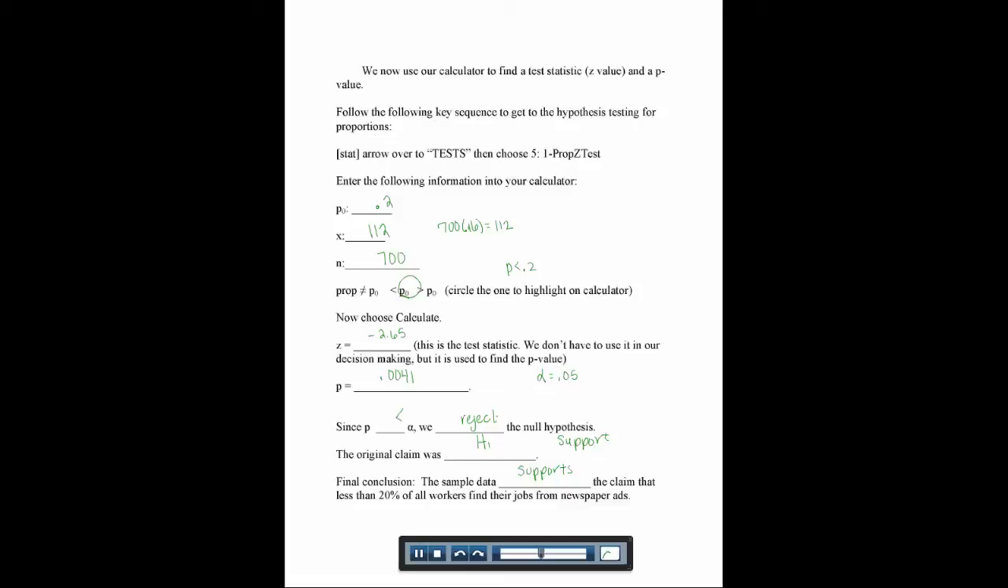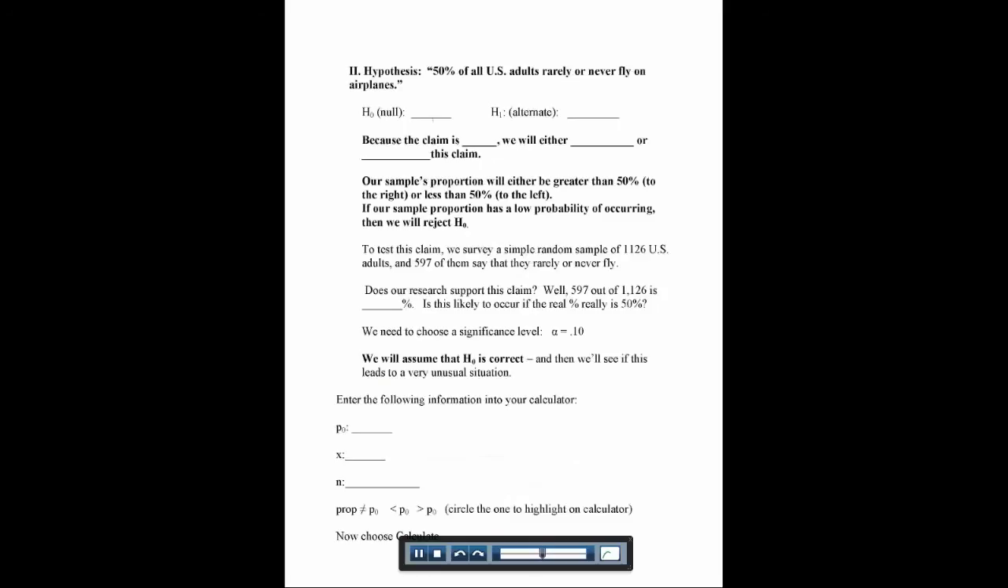Okay, our next one is a hypothesis. It says 50% of all adults rarely or never fly on airplanes. So this is actually an equality statement. So P, we're saying, is 50% or 0.5. Now, when our claim is the null hypothesis, our alternate is always P does not equal whatever number. So P does not equal 0.5.